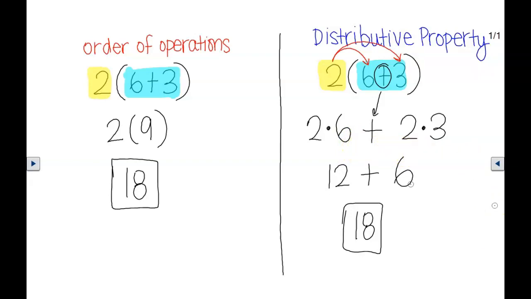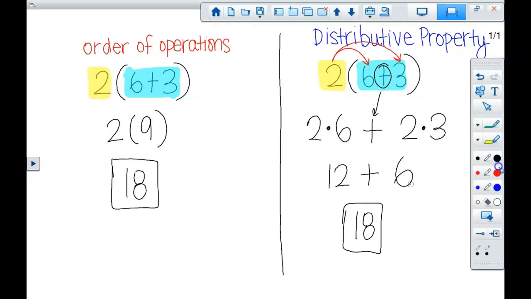Now, distributive property is something you're familiar with. So you have seen that before. Not new to you.